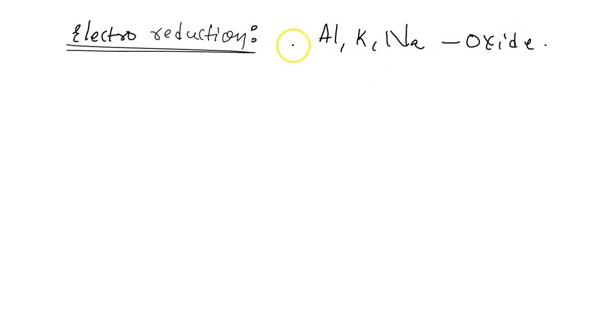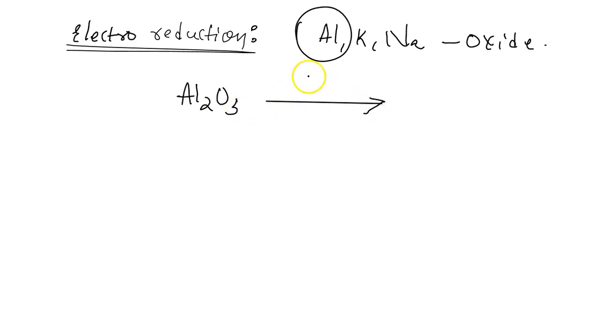Now, I'm taking example of aluminium. Say I have aluminium oxide. When I strongly heat it in presence of electricity, it leads to formation of aluminium plus oxygen. It's a skeletal equation and you got to balance it. And now the second one, reduction with the help of reducing agents.